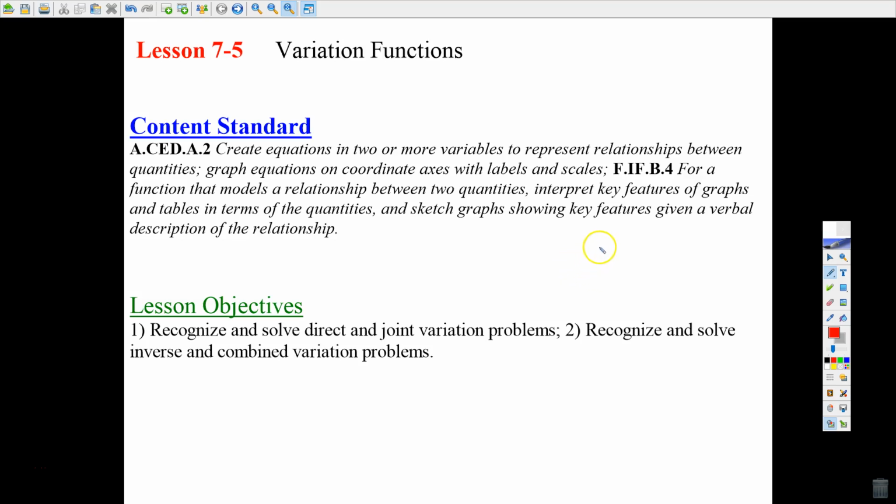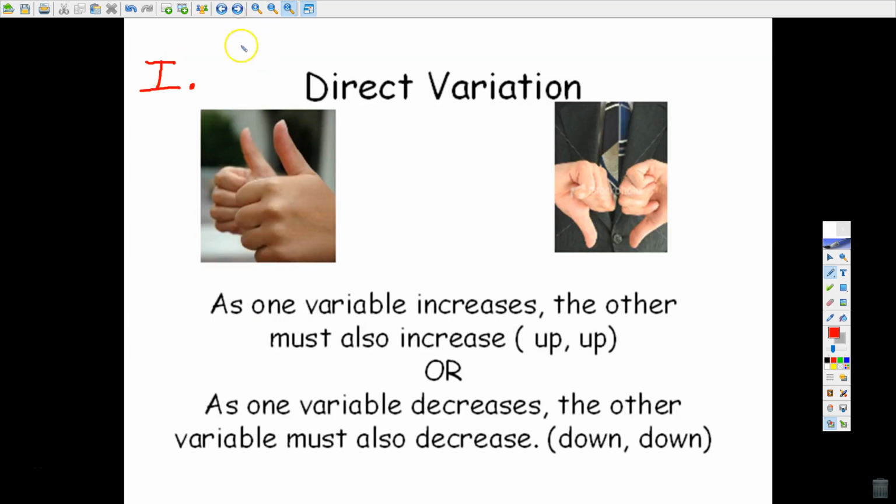Today we're covering lesson 7.5 and we're going to be talking about variation functions. There's actually four that I'm going to cover with you to hopefully prepare you for the assignment that you'll be given. So quite a bit of information that I want to give you today. So let's just jump right in to the first variation function, and it is known as direct variation.